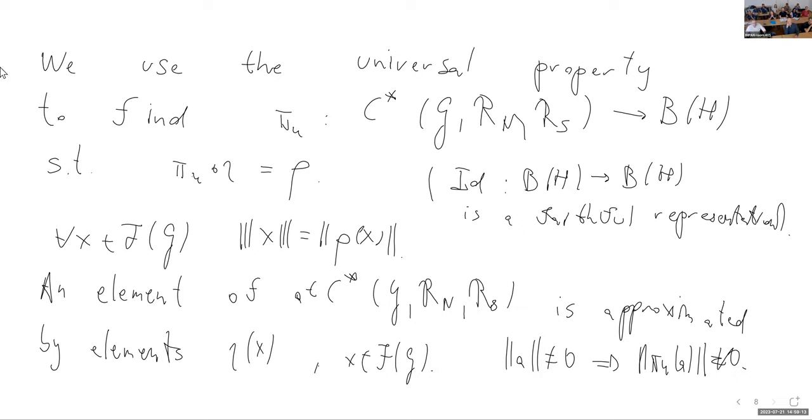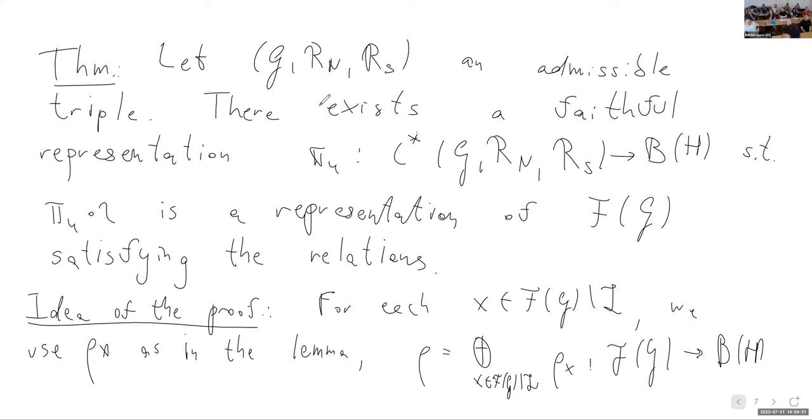Yeah. I'm a bit confused about this statement here. We had a lemma before, right? Yes. That for every x, there exists rho x such that this equality holds. Yes. But for each x, it was a different rho x. And now here we have one rho for all x's. How come? Yes, because we take the direct sum. That's it. Okay, that's it. Yes, thank you.